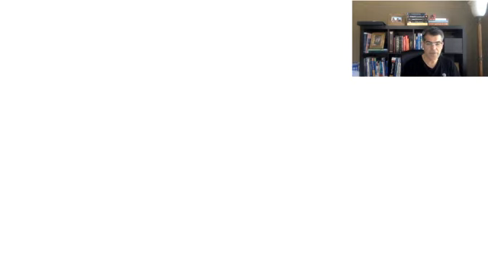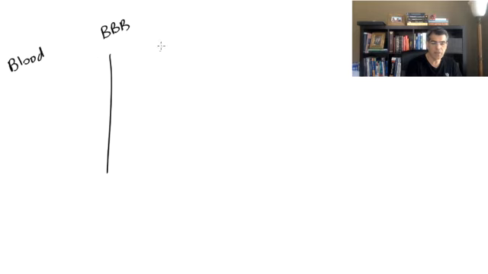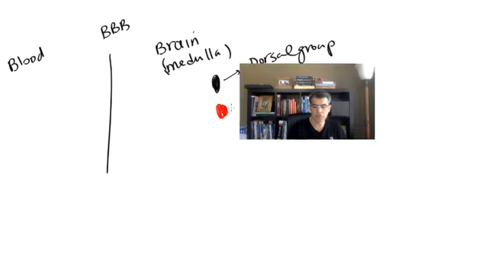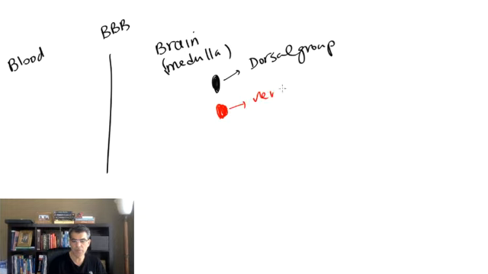The second thing that you have to know is, here is the blood-brain barrier. It's a barrier between your blood and your brain. Specifically, we are dealing with the medulla here. The medulla has 2 centers. One is called the dorsal group. Let's say this is the dorsal group. And then we have another one called the ventral group. This is my ventral group. So there are 2 groups inside the medulla that control my breathing.